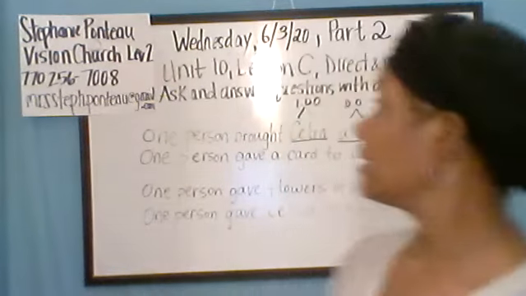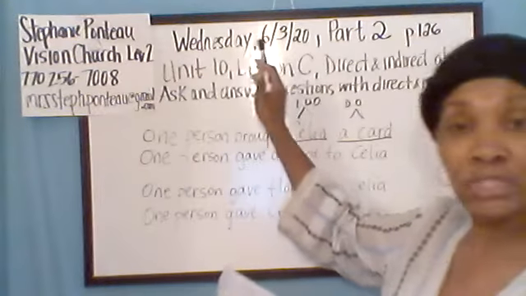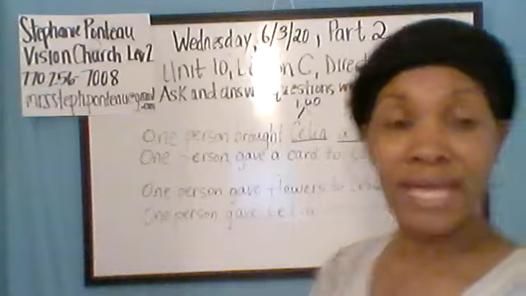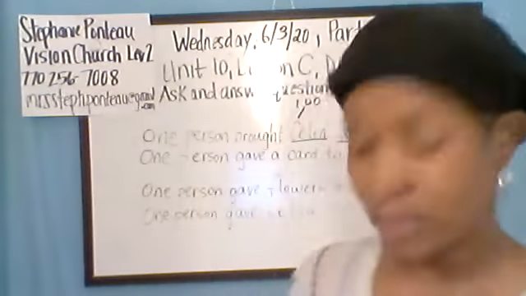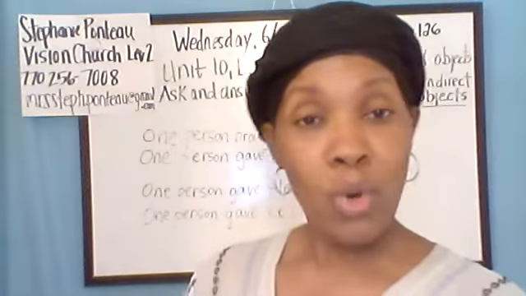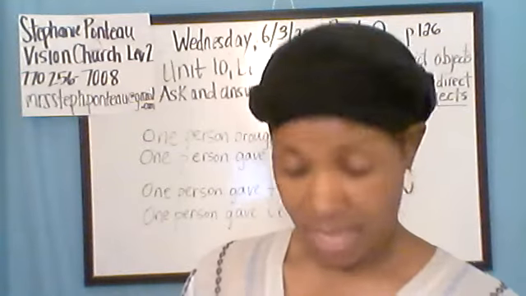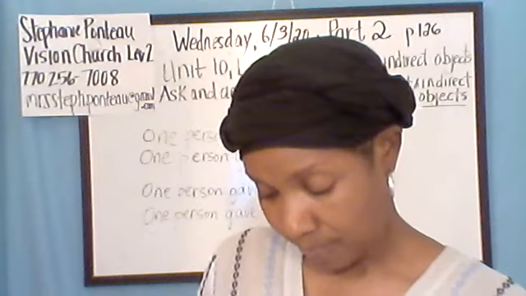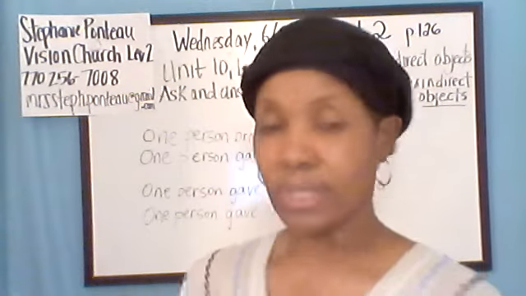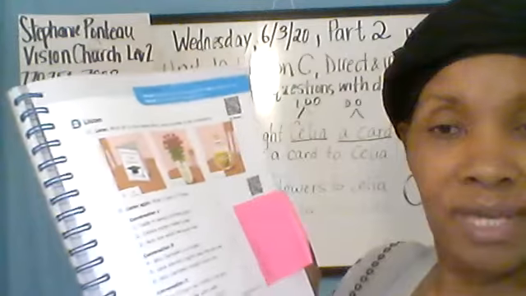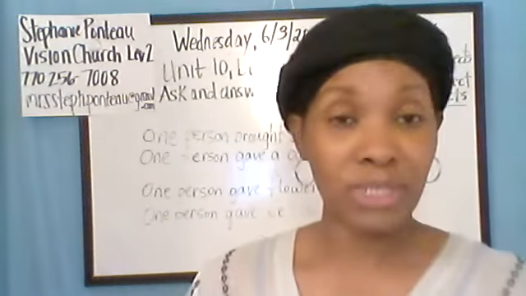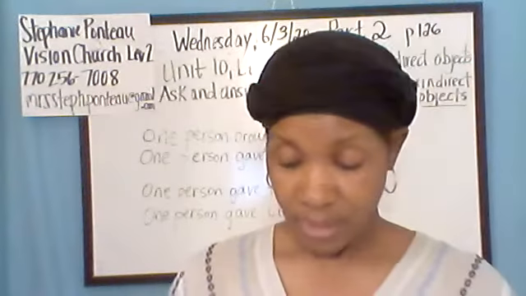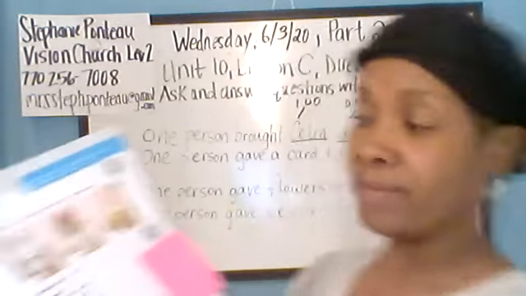This is the Division 2, Church Level 2 class. This is the class for Wednesday, June 3rd. This is part 2 of our class, and we're going to be on page 126. But before we go to page 126, let's do a quick review of page 123. It's the picture of the gifts that Celia received at her graduation party. Remember Celia? On page 122, she had a graduation party outside. So these are her gifts.